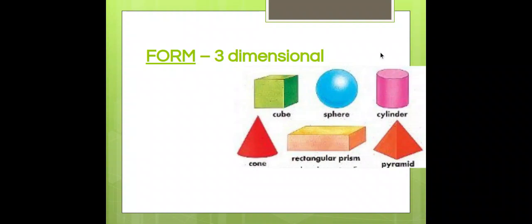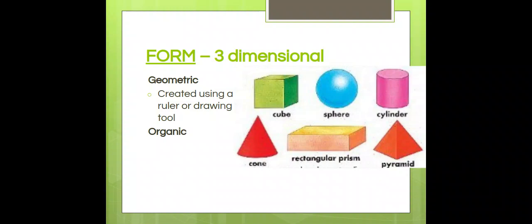But just like shapes, we can have both geometric forms, which are created, again, by using a ruler or drawing tool, and we can have organic forms, which are not regular or even and are often found in nature. Think of a cloud, for instance.